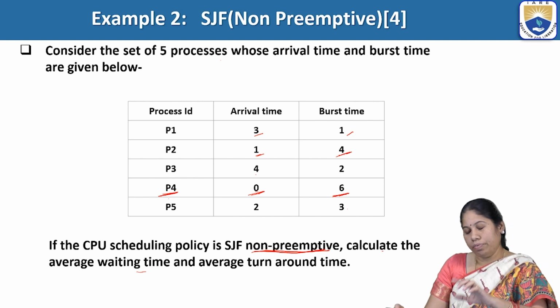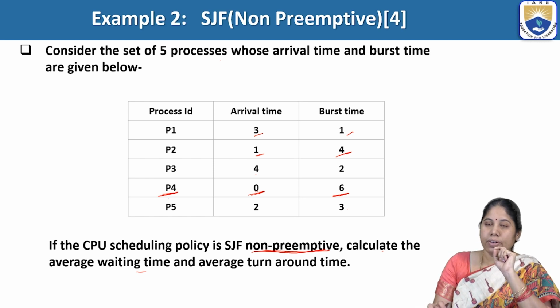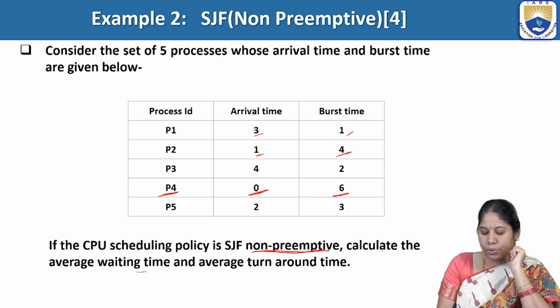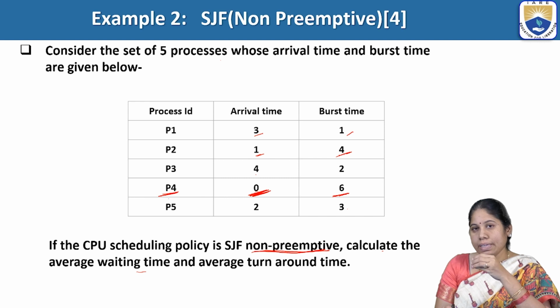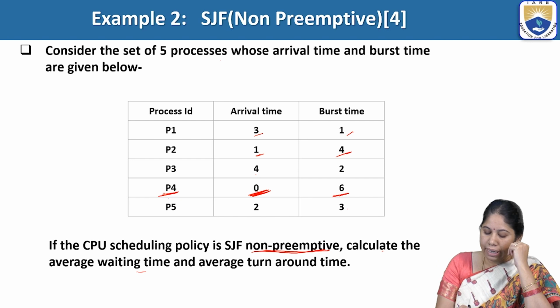Please look at this carefully. In SJF, we look at the shortest burst time of the process. Here we need to consider the time interval: at what time, how many processes are in the system at present. Among those processes, we look at the shortest burst time. Initially at time 0, only one process, P4, has arrived.